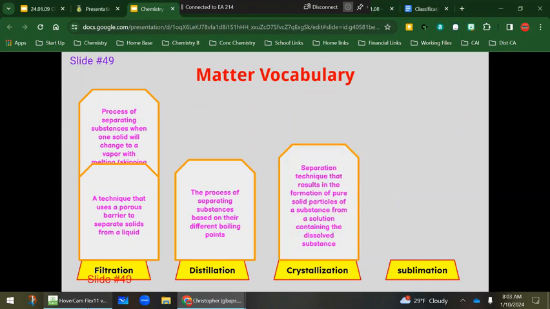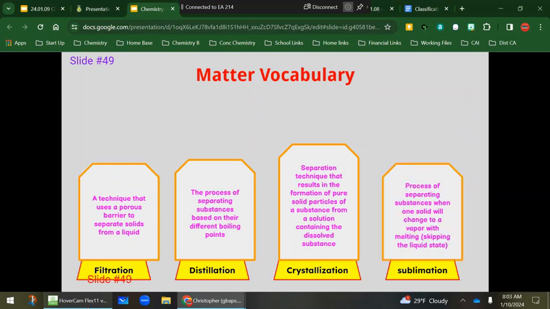Crystallization is a separation technique that results in the formation of pure solid particles from a solution containing the dissolved substance. Basically, you get stuff to make a solid in a solution and settle to the bottom. And sublimation is the process of separating substances when one solid will change to a vapor without melting, thus skipping the liquid state. Okay? Just wanted to give you some ways to separate them. By the way, that will not be on your test, so don't panic about that.